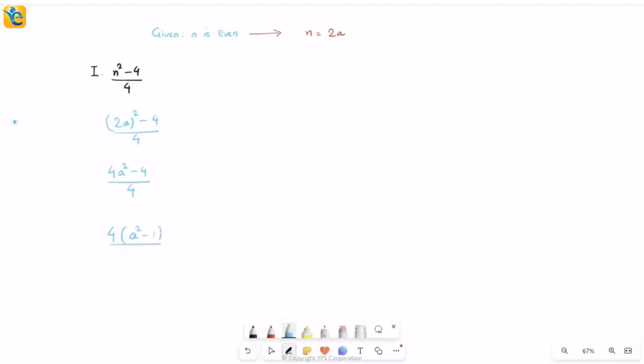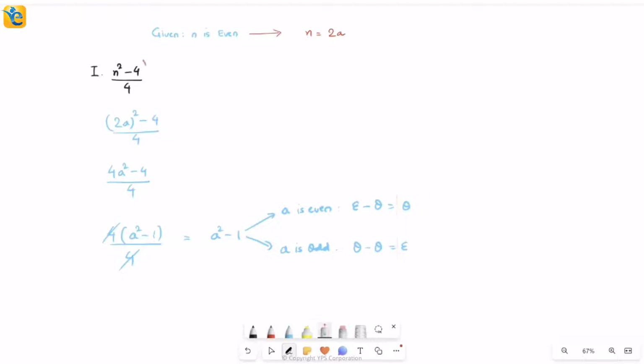can take 4 common from the numerator. This then gets cancelled out with the denominator. Now this is a squared minus 1. Can you guarantee that this whole thing is even? You cannot. It depends on a. If a is even, for example, then even squared is even minus 1, which is odd, your result is odd. But if a itself is odd, then odd squared first of all will be odd, minus 1, which is even. This time your result will be even.